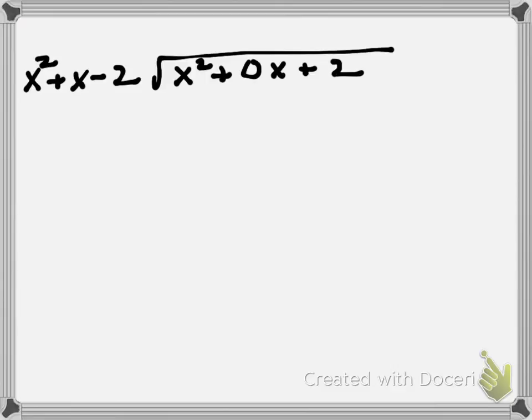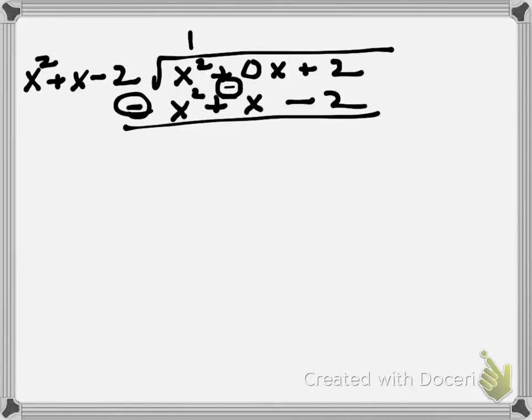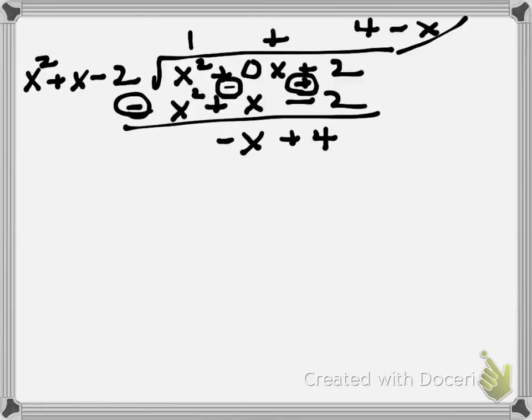Okay, x squared goes into x squared once, so we have 1. And then multiply 1 times x squared, 1 times x, 1 times negative 2. And then change the signs of all of the numbers in the second polynomial. So we're getting 1 plus, and then a remainder. Now I can change this around to 4 minus x over our divisor.